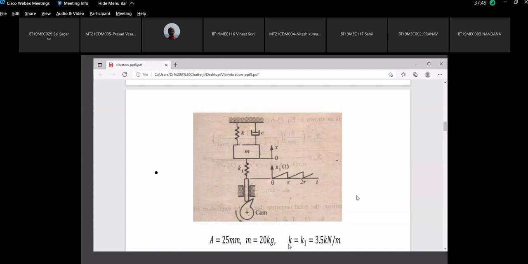Velocity will be different in upward and downward motion. Answer is easy. Answer is very easy.